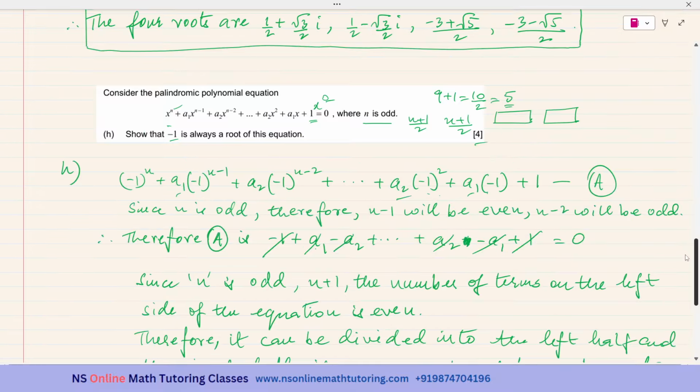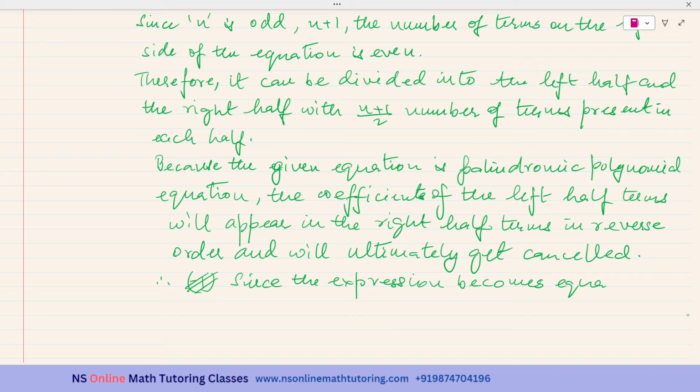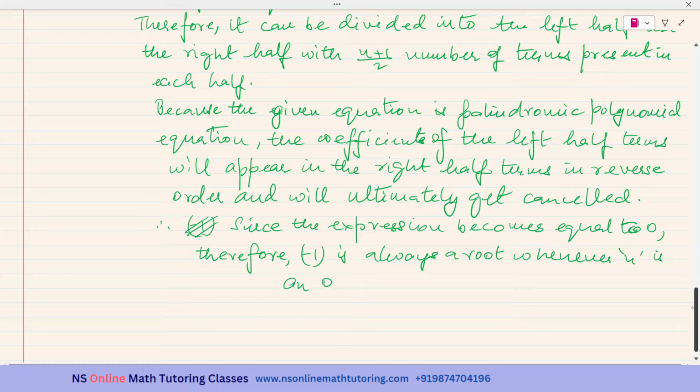Okay. So we have shown. Therefore, since the expression becomes equal to 0, negative 1 is always a root whenever n is an odd number.